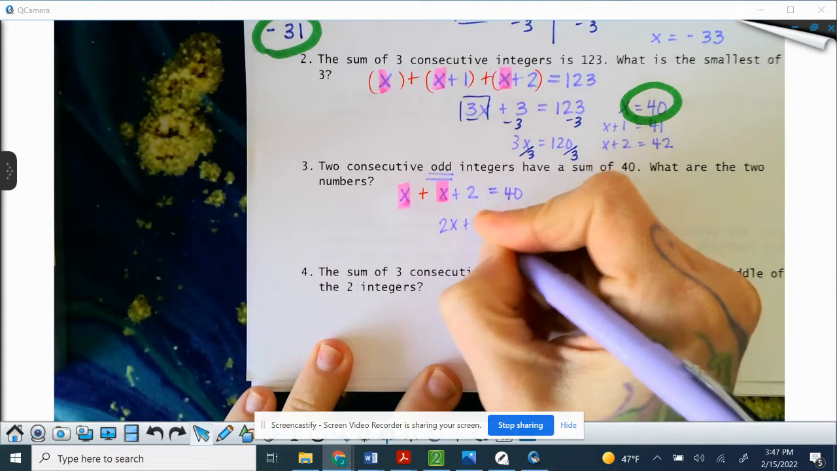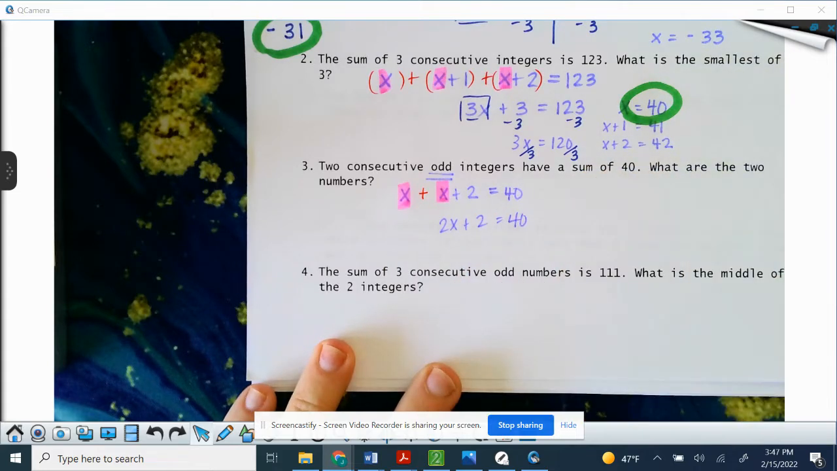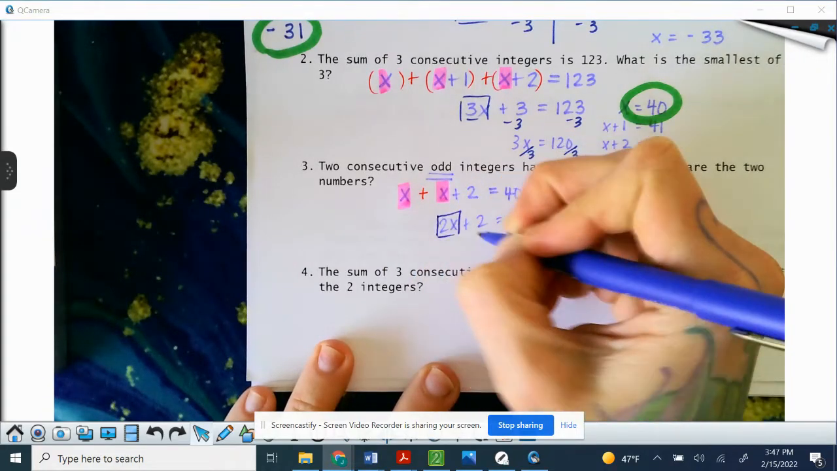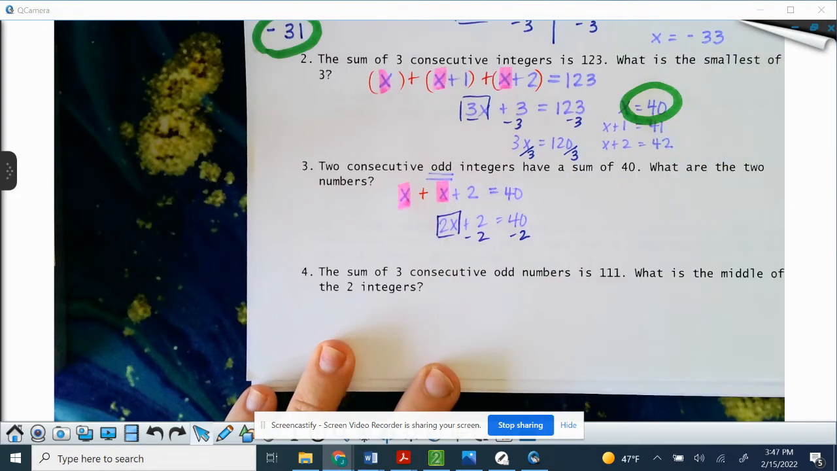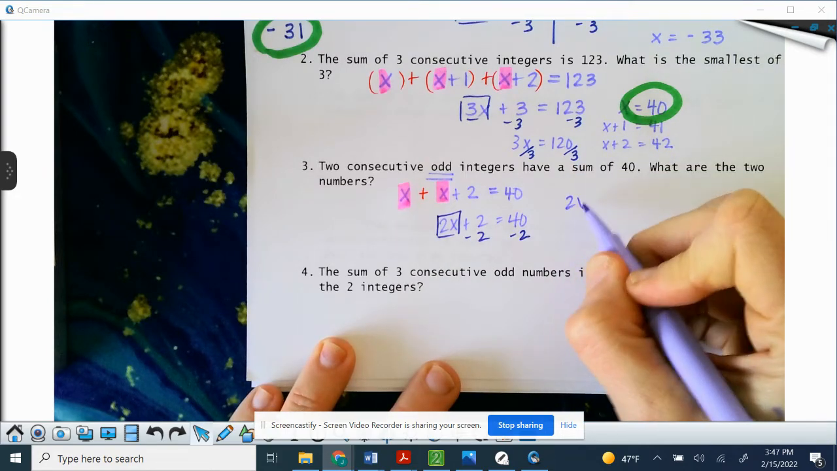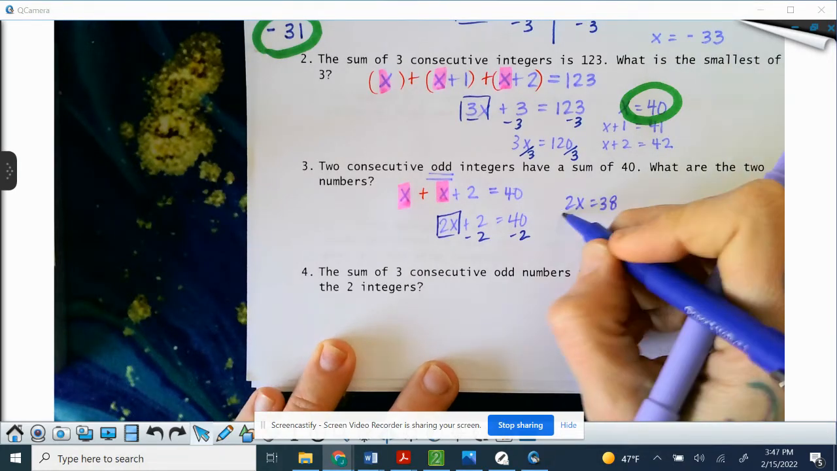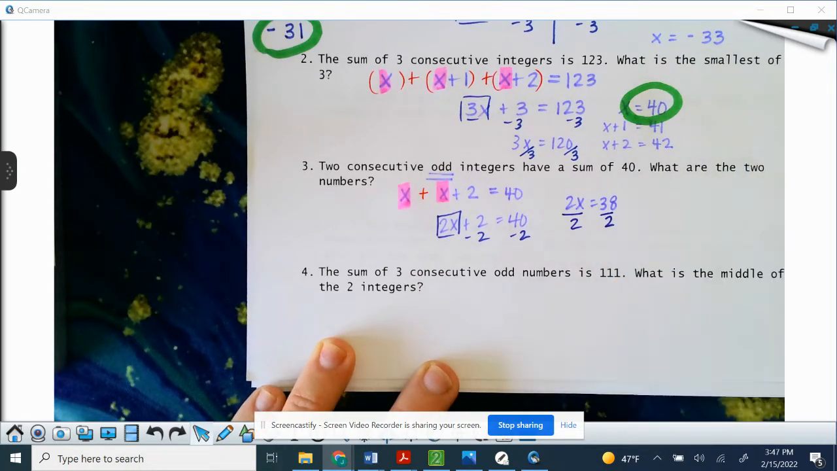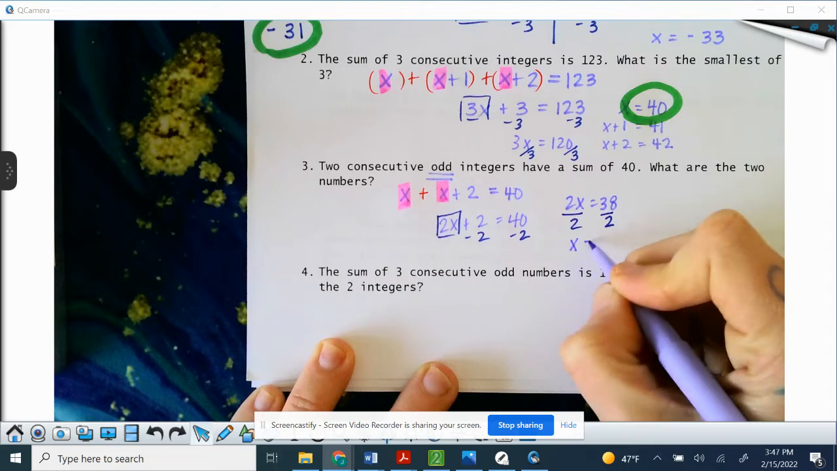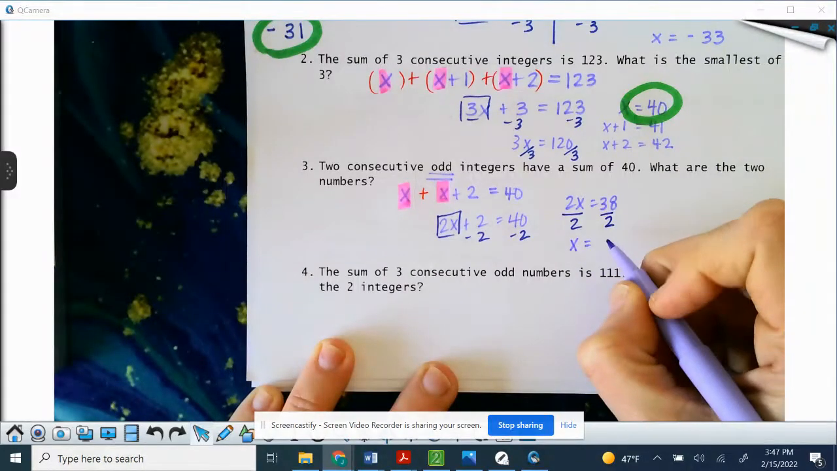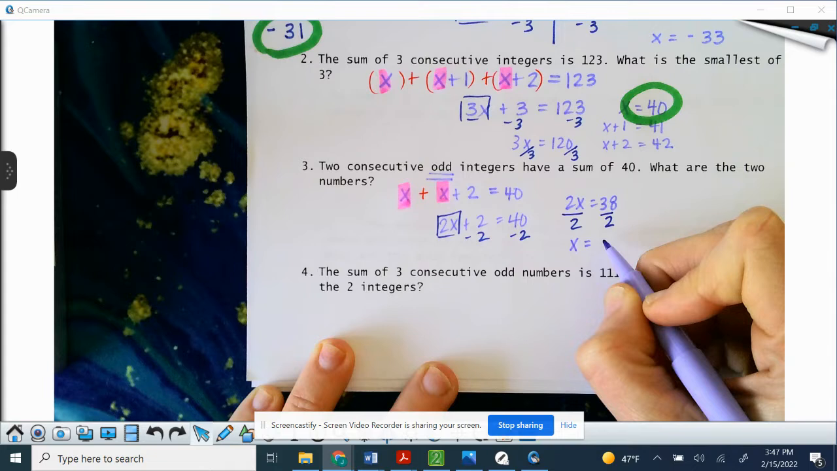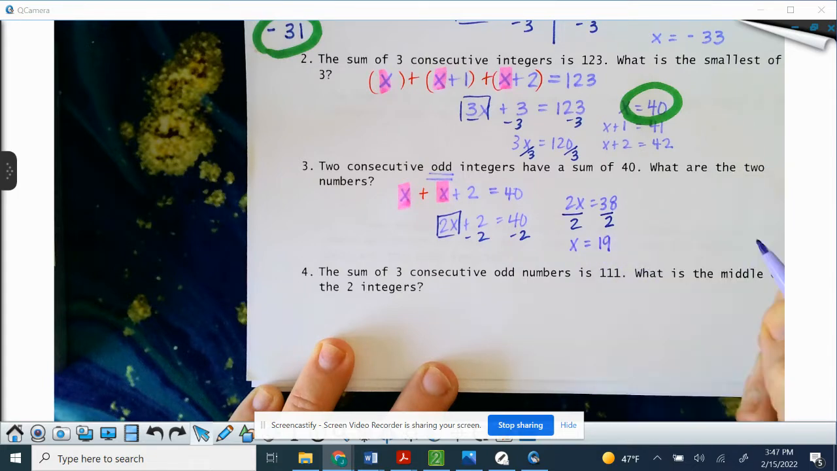plus 2 equals 40. I need my 2x by itself, so I'm going to subtract 2 from both sides. And that's going to give me 2x equals 38. And I'm going to divide by 2. So that's x equals 19. Yep, x equals 19.